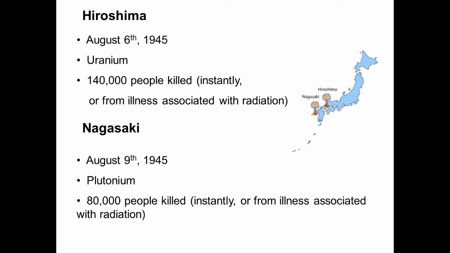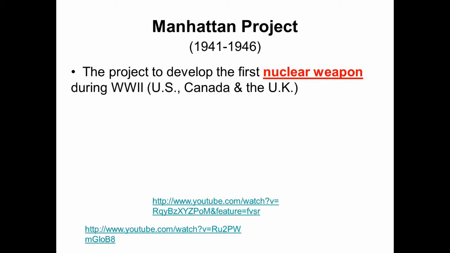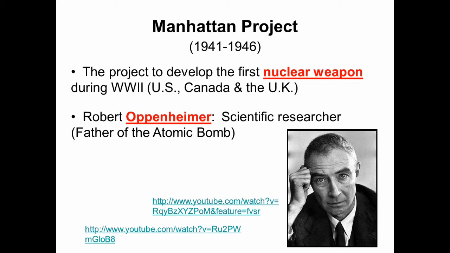Let's back up. How did they even make an atomic bomb? Well, they had a sneaky suspicion that Hitler was trying to make one in Germany. And so a group of scientists was secretly formed, and they called it the Manhattan Project. This was basically a secret name to develop the first nuclear weapon. Robert Oppenheimer was the scientific researcher that was put in charge of the entire project. He was known as the father of the atomic bomb.